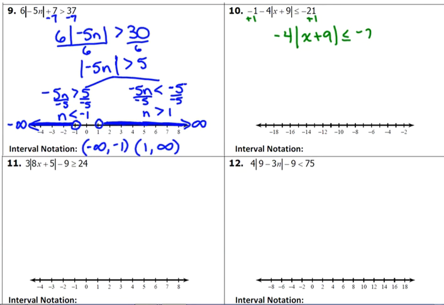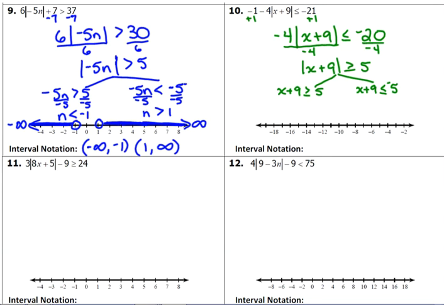So negative 21 plus 1 is negative 20. Divide both sides by negative 4. We're dividing an inequality by a negative. That means we've got to flip it. Flip a couple of times in this one. Okay. So we've got to flip it there. Now we've got our 2 cases. X plus 9 is greater than or equal to 5. X plus 9 is less than or equal to negative 5. Keep it, switch, switch.